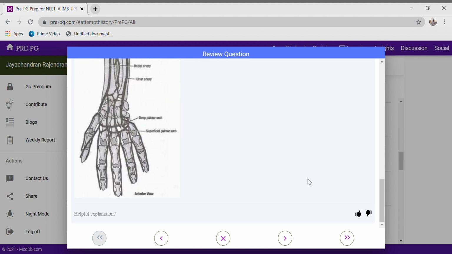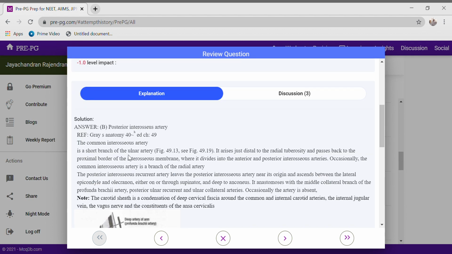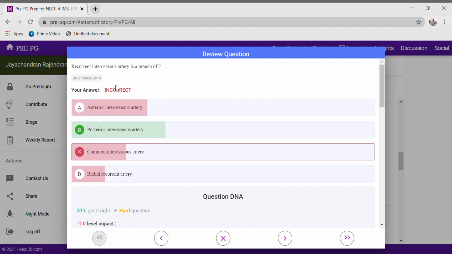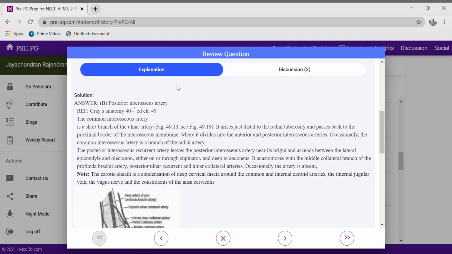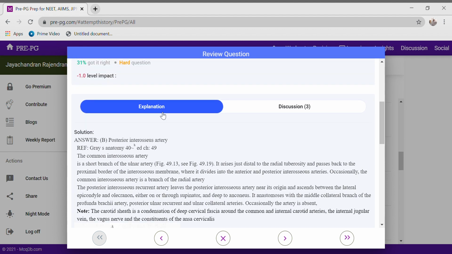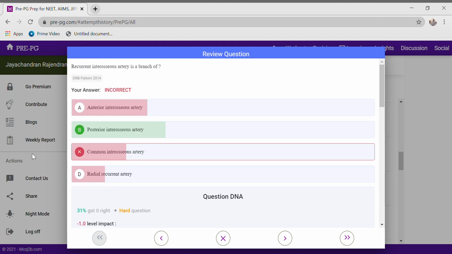Where is that line? They didn't give this line. The common interosseous artery is a short branch of the ulnar artery. So the answer for this is the posterior interosseous artery. The interosseous recurrent is from the posterior interosseous artery only. The common interosseous artery divides into the anterior and posterior interosseous arteries. Occasionally, the common interosseous artery is a branch of the radial artery. The posterior interosseous recurrent artery arises from the posterior interosseous artery, so interosseous recurrent is a branch of the posterior interosseous artery.